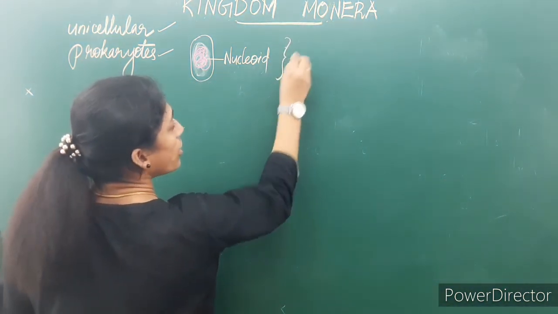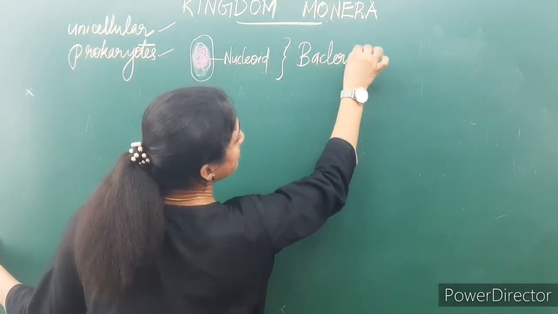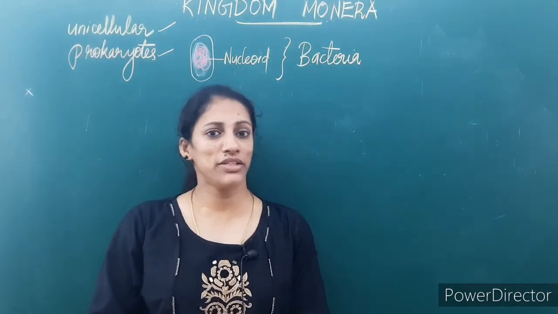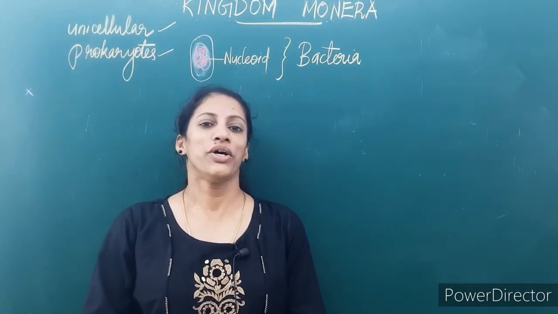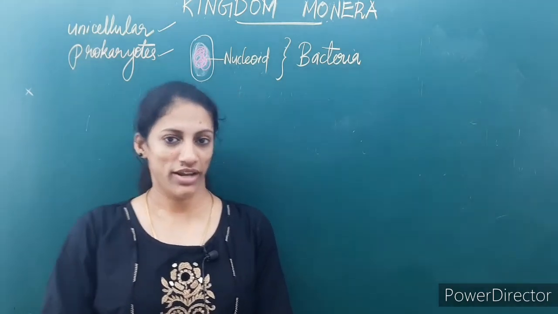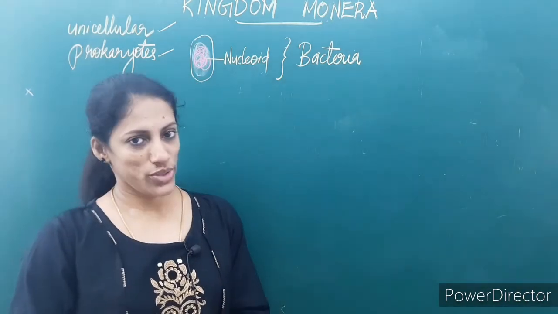These organisms are called bacteria. So bacteria are the only members under Kingdom Monera. Is there any other group under Kingdom Monera? No, only bacteria are there. And the details of a cell, its nutrition, everything we are going to learn.